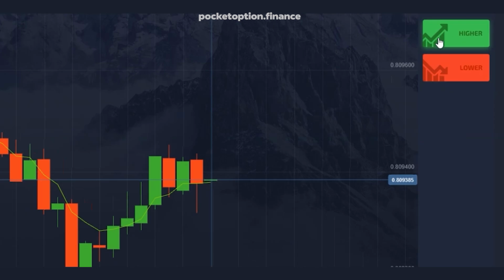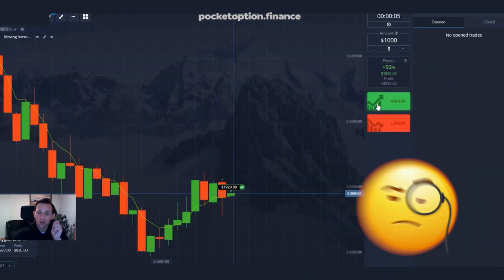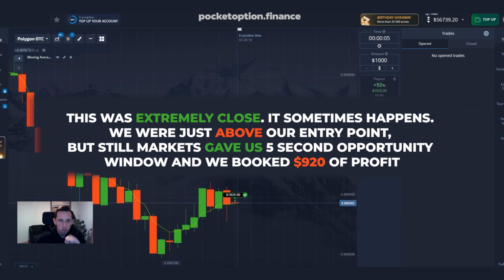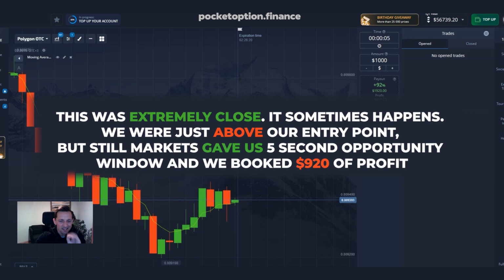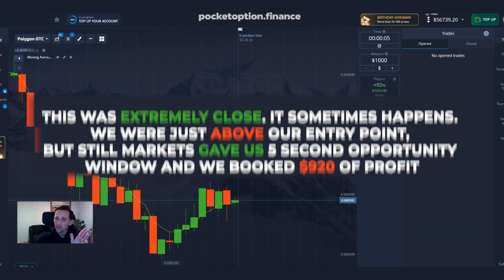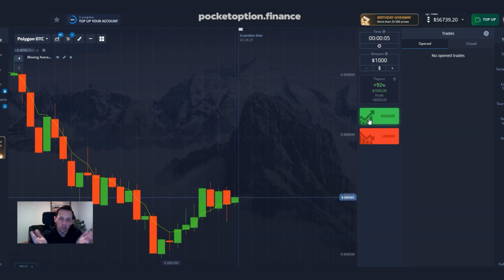Okay, trade number 5. So we are just above the moving average. That means we have to go long. There is no other way. This was extremely close. It sometimes happens. We were just above our entry point, but still markets gave us a 5-second opportunity window and we booked $920 of profit. What could I say here? I don't care what happens next because I made my move and I made my money.